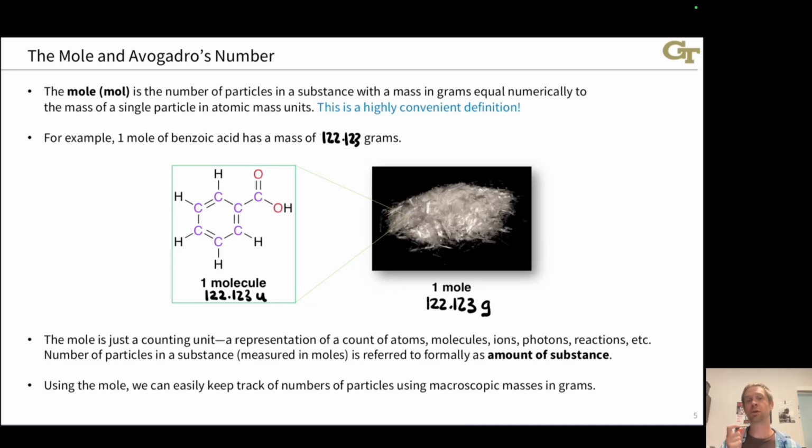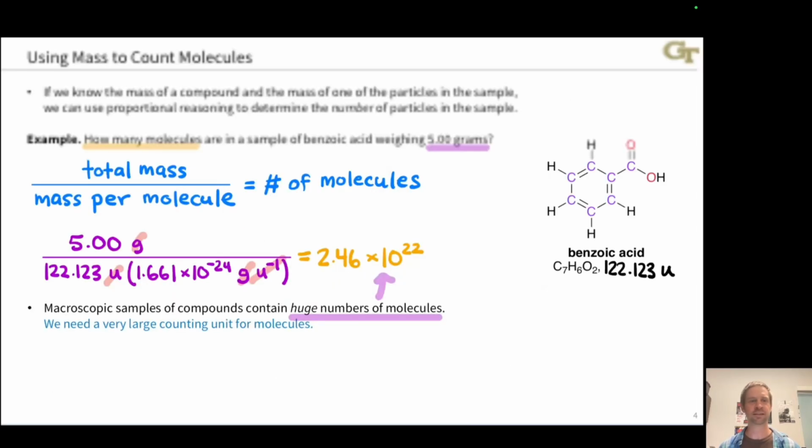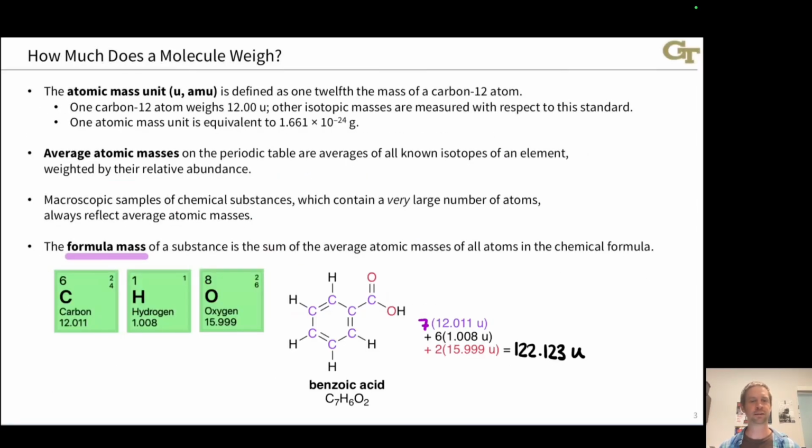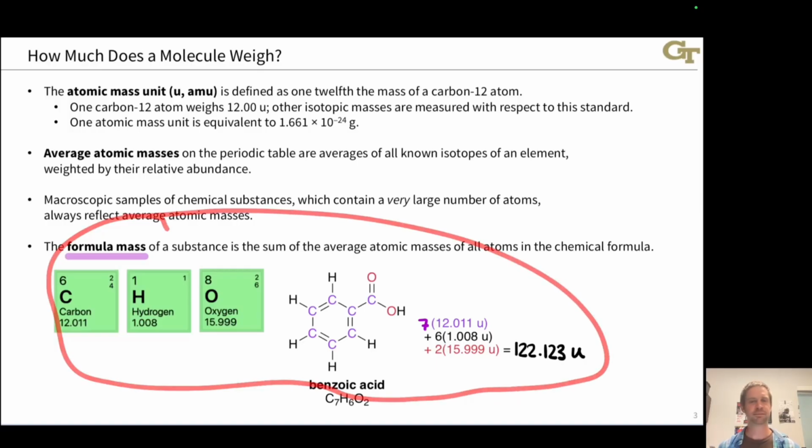The mole is the number of particles in a substance with a mass in grams equal numerically to the mass of a single particle, atom, molecule, etc., of that substance in atomic mass units. This is a highly convenient definition since we already know how to calculate the mass of a mole of any substance from 2 slides ago.